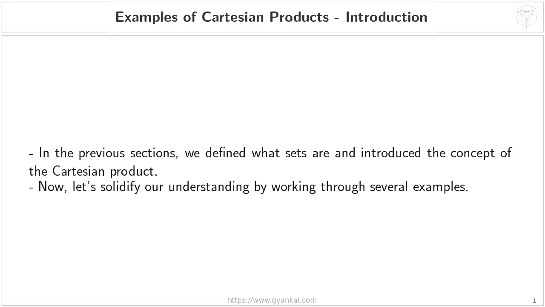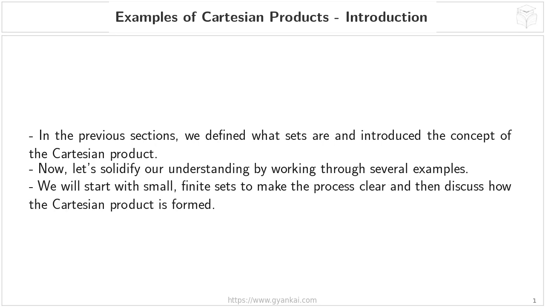Now, on this slide, we're going to move from just defining the Cartesian product to really understanding how it works in practice. We're going to do that by looking at several examples. To make things as clear as possible, we'll begin with relatively simple sets that have a small, limited number of elements. These are called finite sets. By starting small, you can easily see how the process unfolds.